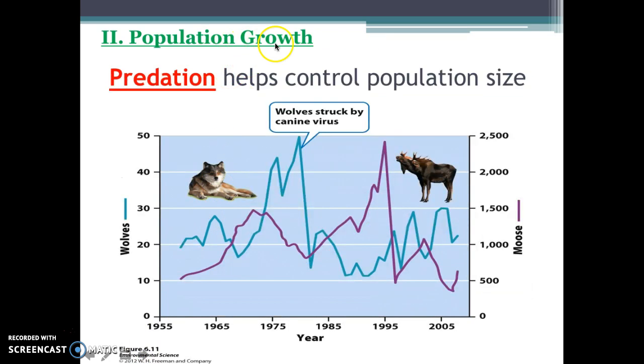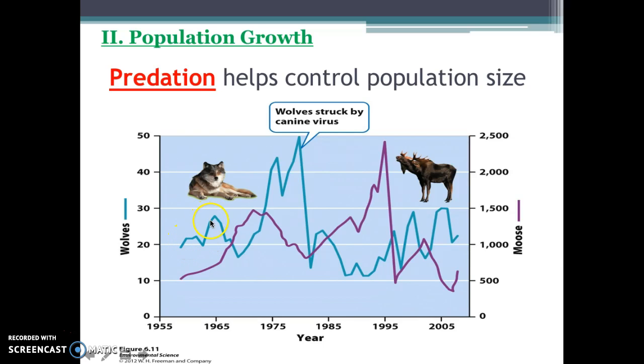So, still population growth. Something that I kind of mentioned in class earlier: predation, predator-prey. It helps control population size. So in this specific example, you've got your little wolf, you've got a little moose, and the wolf eats the moose. So, predator-prey. And you can kind of see these population curves affecting each other.